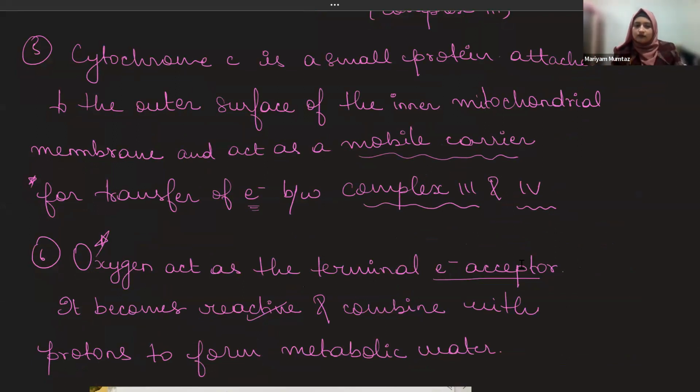So that is your ETS. Now tell me if you have any doubts, because there's nothing extra apart from this that I can explain to make you understand this, because this is the only thing that happens over here. And at the end, the oxygen takes the last electron and forms the metabolic water. As soon as the metabolic water is formed, the whole process of ETS comes to an end.